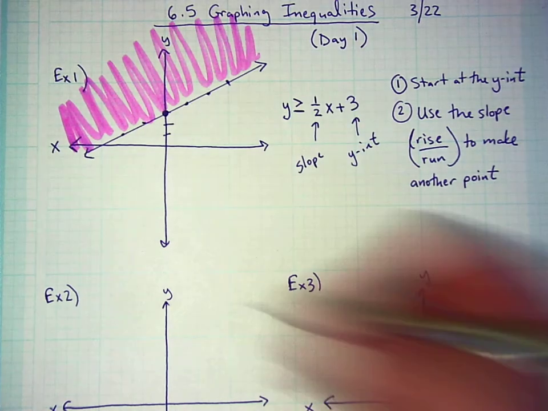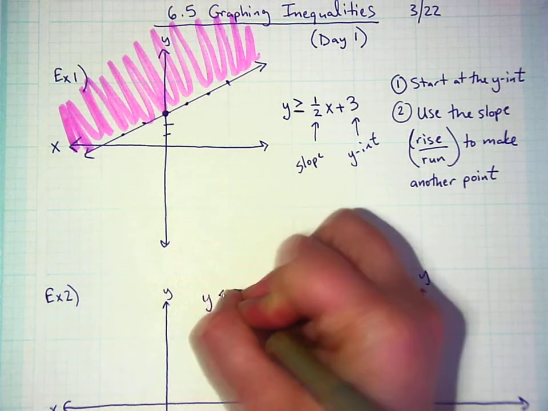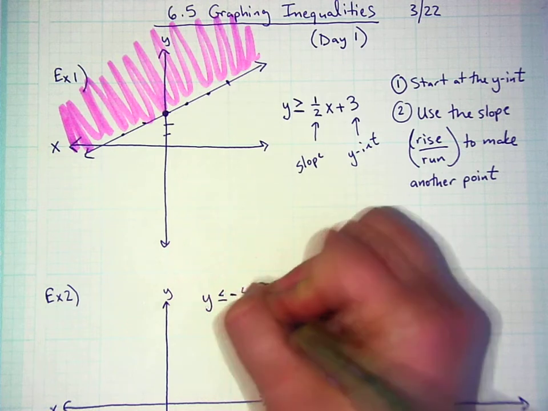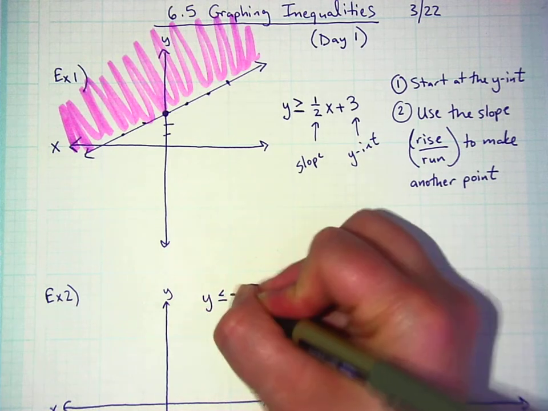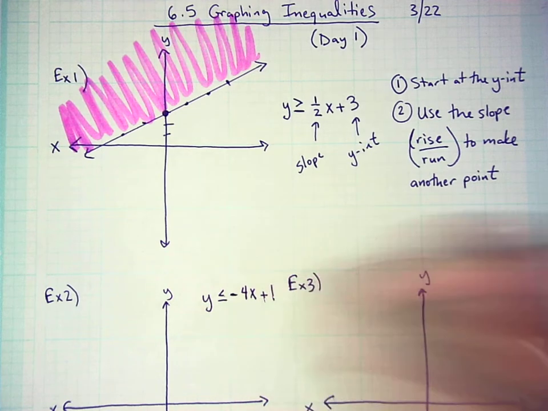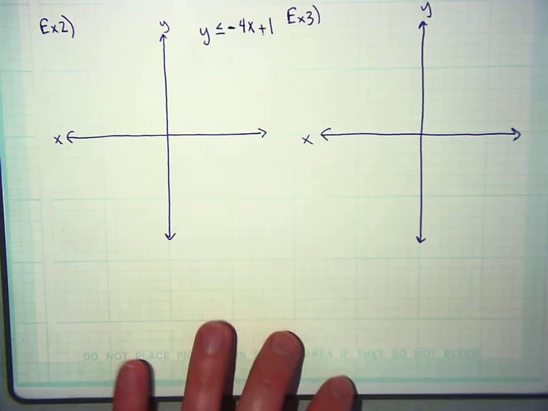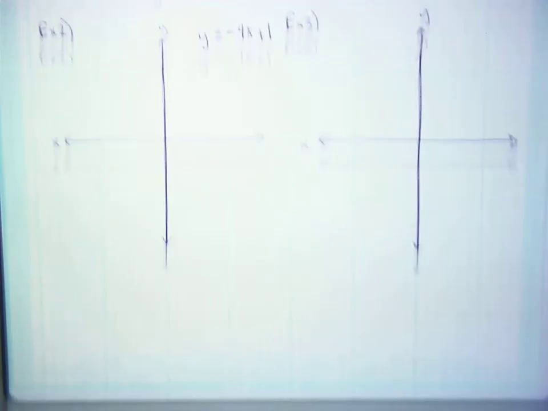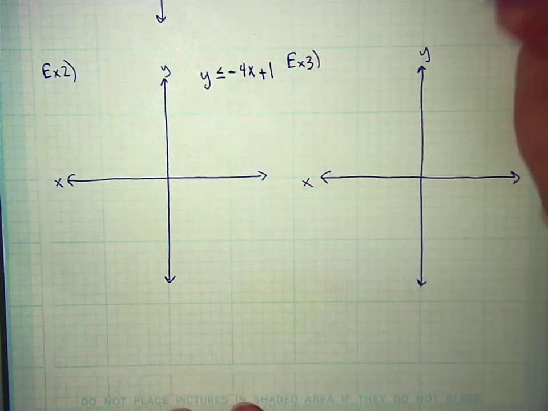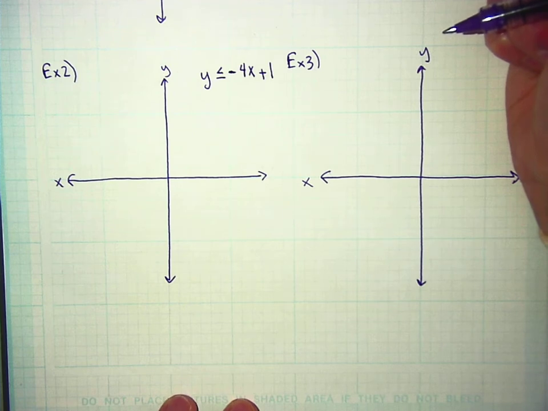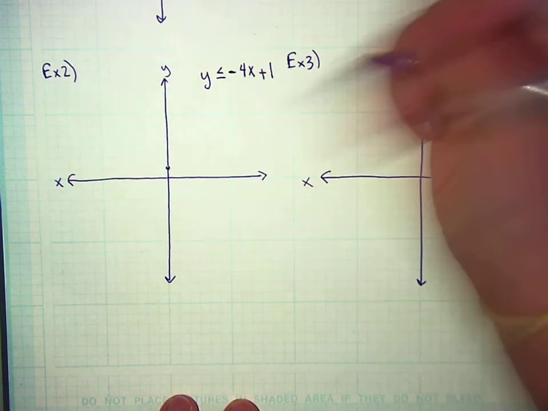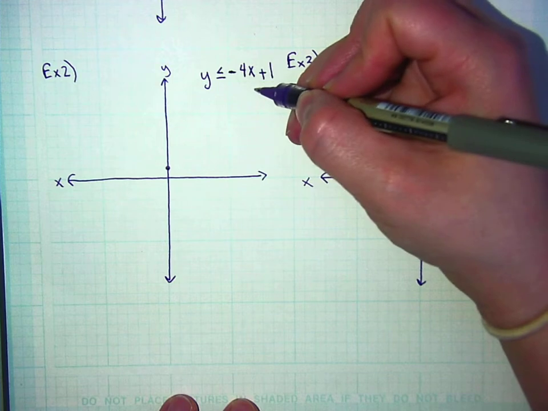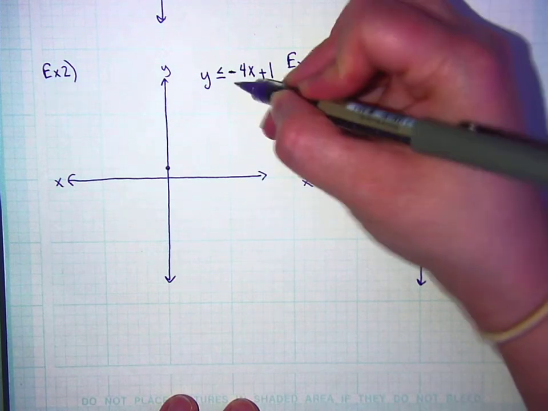It gets a little harder to understand what is greater than or less than when the line is more vertical. So everybody write, for example, 2. Y is less than or equal to negative 4x plus 1. Where should I start on this one? The 1. Now, this isn't a fraction, so what do I do? Put a 1 under it.